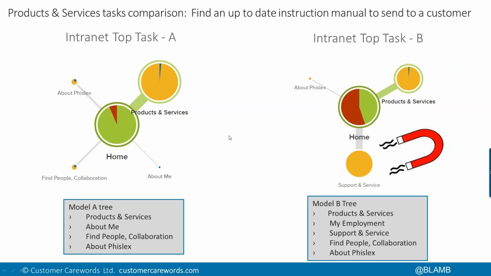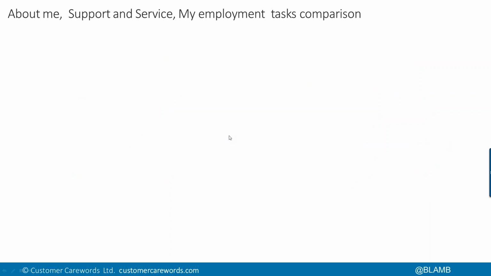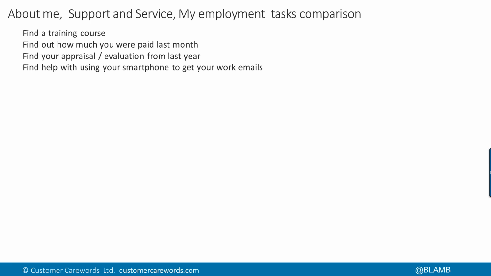So let's take a look at the other side of the coin, so to speak. Let's see what happens to those About Me, support and service, and my employment tasks. These are these kind of tasks. Find a training course, find out how much you were paid last month, find your appraisal, find help working using your smartphone. How do you claim additional money for traveling? So all this type of tasks.